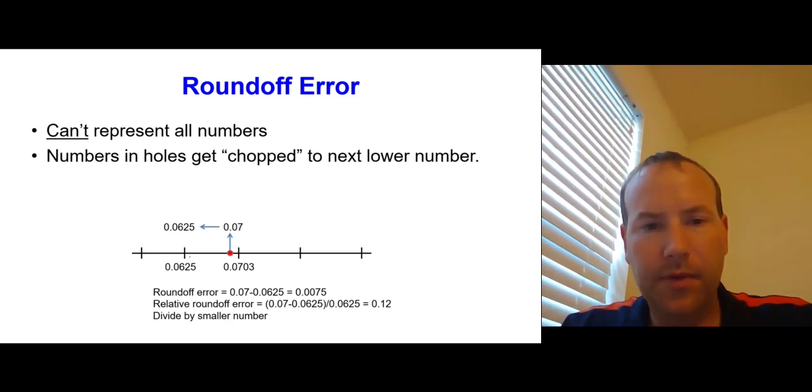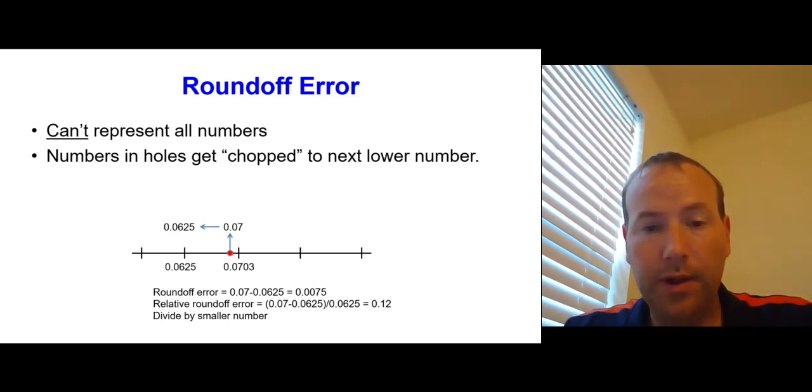And so what happens is, if on the computer you enter a number like 0.0703, in this system it gets chopped down to the next lowest value that the computer can actually store, because it can't store this number of 0.07. And so that leads to a round-off error, where the round-off error is the difference between the actual value right here and the number that it gets chopped down to, 0.0625. And so the round-off error in this case is 0.0075.